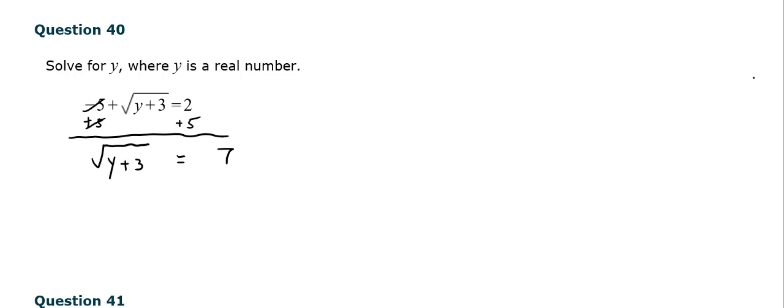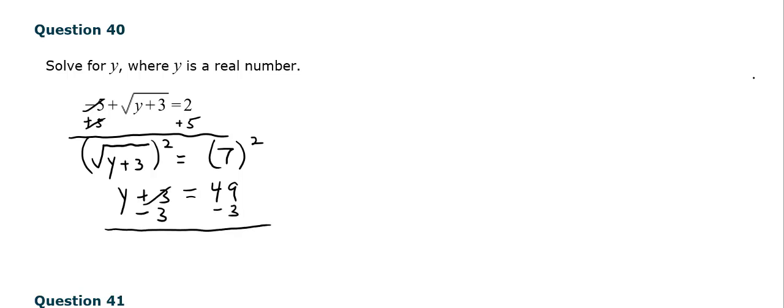Now, since I'm dealing with square root and I want to eliminate the radical sign, I'm going to square both sides. On the left-hand side, that leaves me with y plus 3 because that just removed the radical sign. And 7 to the second power is 49. I'm going to subtract 3 from both sides in order to solve for y. So y would equal 46.